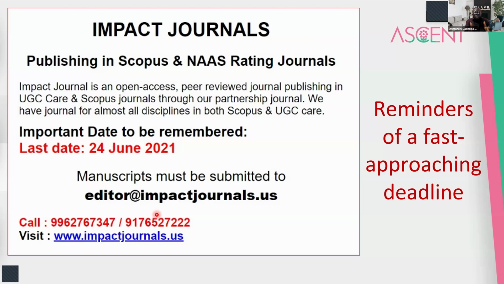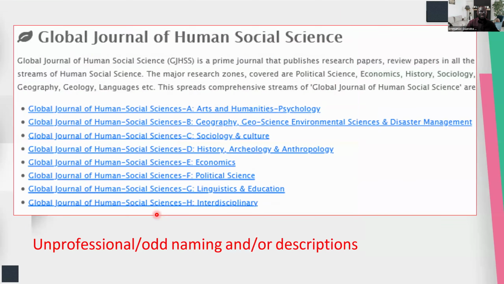Some have that, but you will still see that the features are not the same with the original ones. So look at some of the names. They will have unprofessional and odd naming and odd descriptions. Global Journal of Human Social Science. It includes everything: history, sociology, geography, geology, languages. Global Journal of Human Social Sciences A, Human Social Sciences B. Then they divide it into subsections.